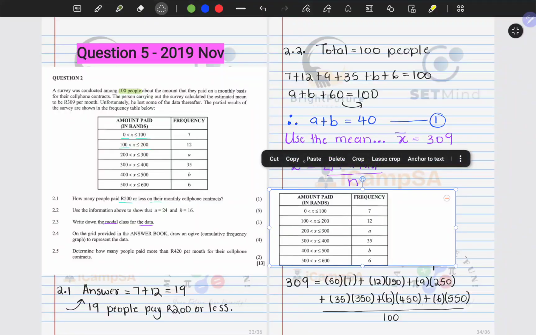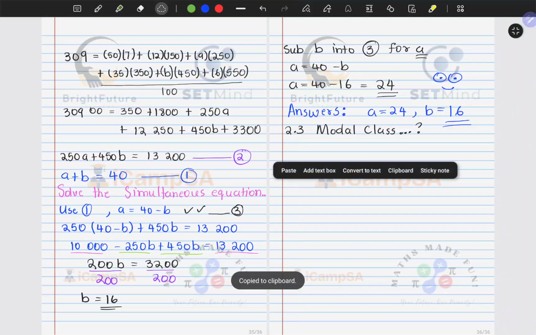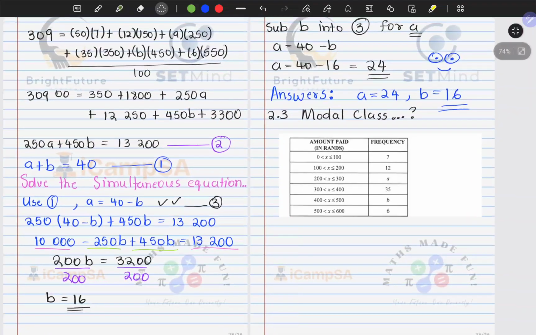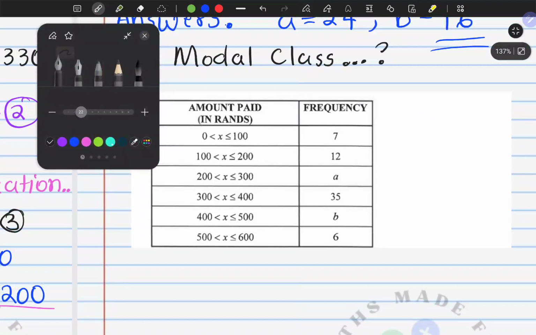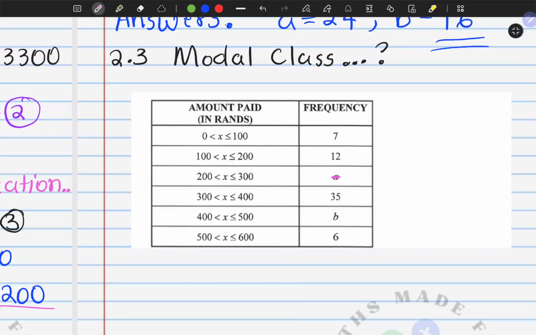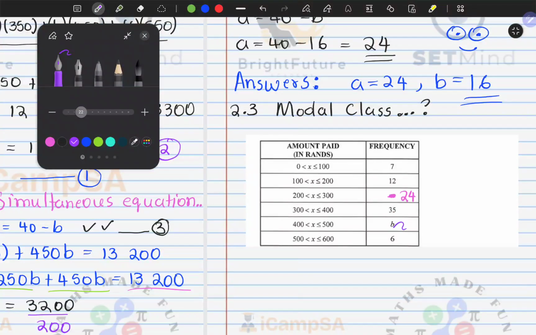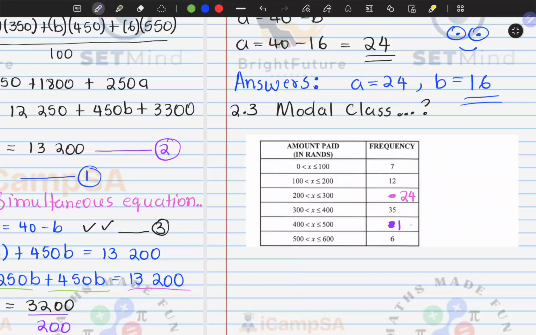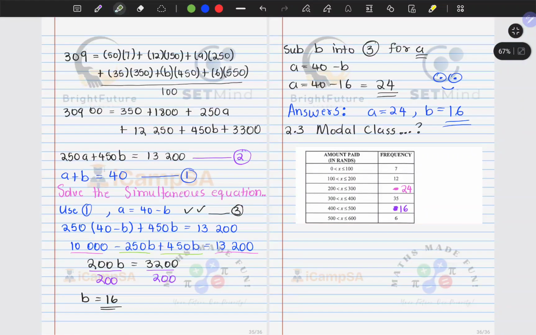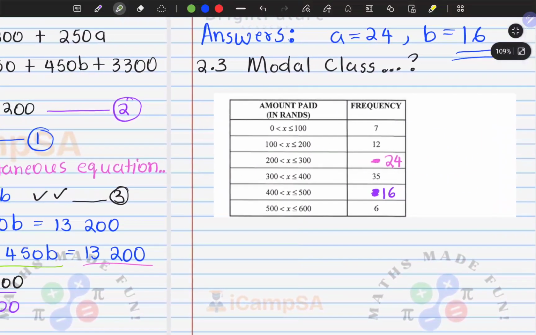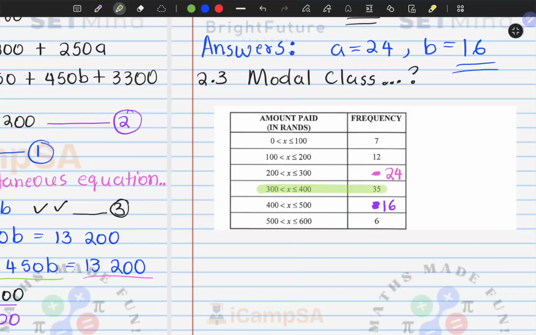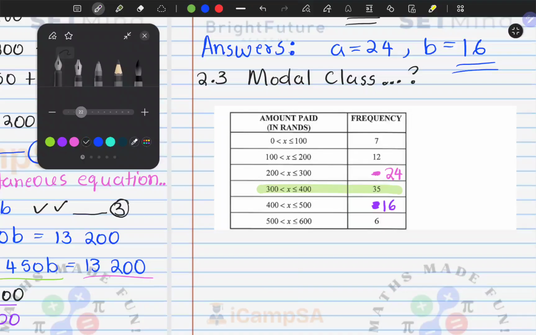So let's take this, copy, let's paste it here. So what you will see is that for A, we have found the value. We found A to be 24, and we also found B. B is 16. So now if we look at the modal class, we'll look at the frequency. Which frequency is the highest here? If you observe carefully, it is this one. So we can easily therefore figure out the modal class to be that.